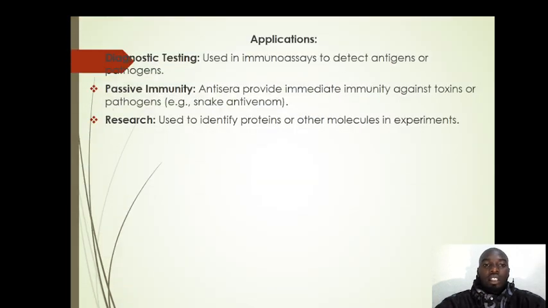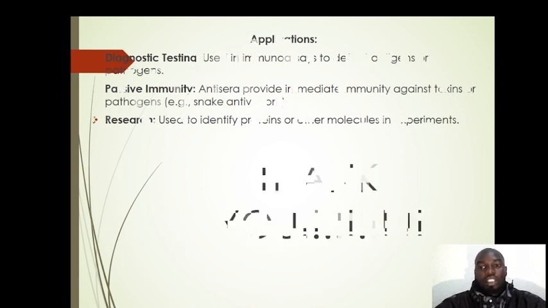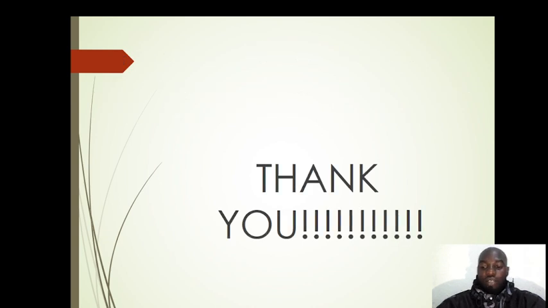Then for the applications, we use them in diagnostic testing, using immunoassays to detect antigens or pathogens. The next one is passive immunity, where antisera provide immediate immunity against toxins or pathogens, for example snake antivenom. Then the last point is research. We use them to identify proteins or other molecules in experiments.